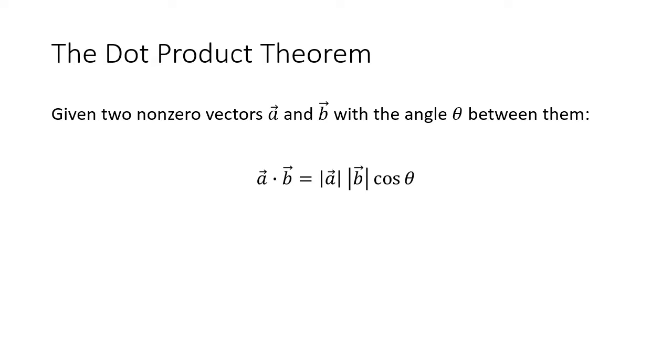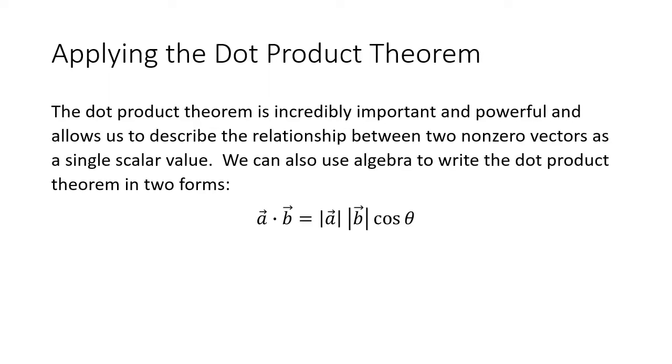Given two non-zero vectors a and b with the angle theta between them, that dot product of a and b is going to be equal to the magnitude of a times the magnitude of b times cosine theta. As I mentioned, this theorem has its own name, which means it's incredibly important and it's very powerful, and it really lets us describe the relationship between two non-zero vectors with a single scalar quantity.